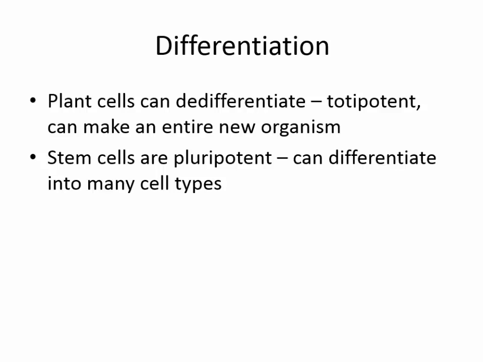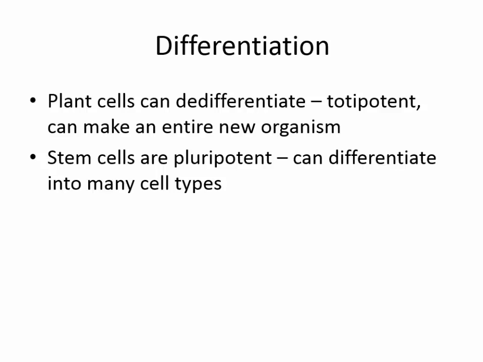Differentiation. Okay, so we're done talking a little bit about the technology. We're going to talk about other things like cells and what makes them different. Plant cells can de-differentiate, so they're called totipotent, because they can make an entirely new organism from just a cell. Like if you have a cutting, you can make a whole new plant from that. So they're called totipotent cells.